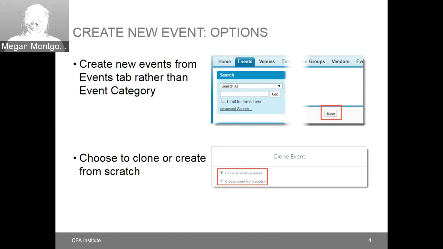In this new interface, this is slightly different. Because that cloning functionality is incorporated into the process, that need for those components being carried over from the event category is not there anymore. So instead of creating from the event category, you'll actually start from the events tab itself, and we'll take a look at that here in just a second. The first choice you have to make is whether to clone an event that you've already created, or whether you want to create an event from scratch.